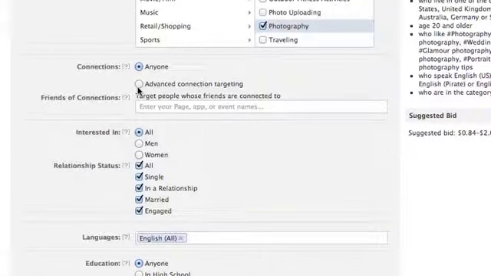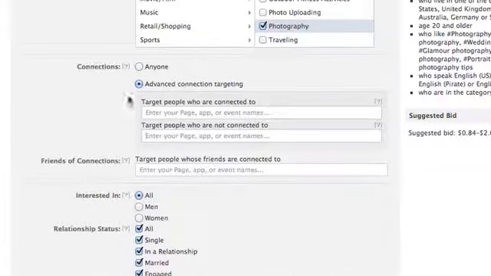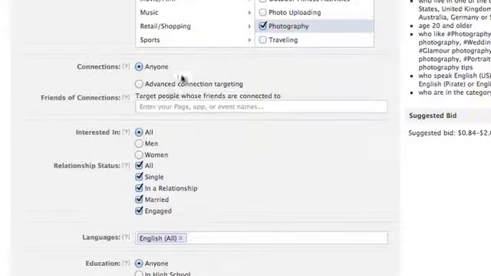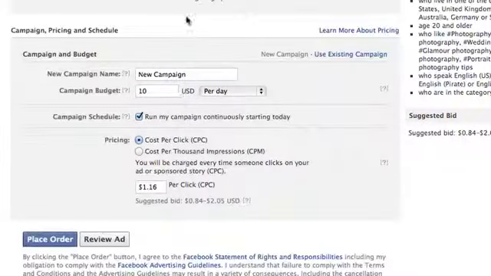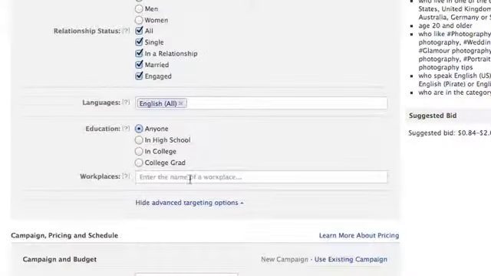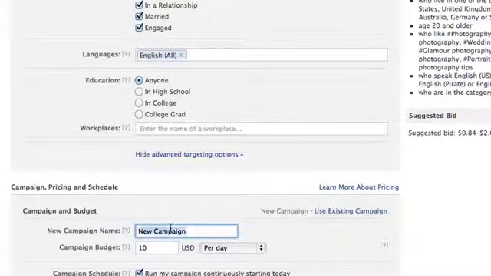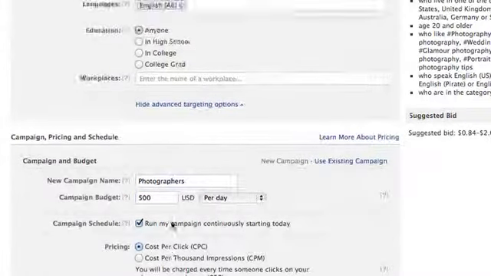The connections, this is one of the other things I'll look at. If I want people to be fans of my fan page or not, or whatever, you can go in and mess with your connections here. Friends of connections, I'll usually leave alone. Interested in, I don't care. I want to make sure they speak English. I don't care about their education or their workplace right now. And I'm going to create them inside of my new photographers campaign budget. It goes here. And that's pretty much it.